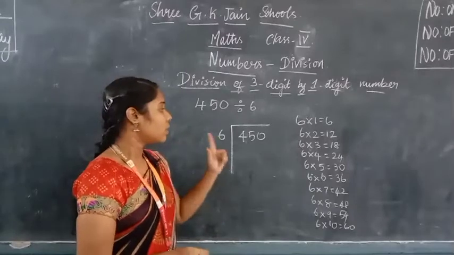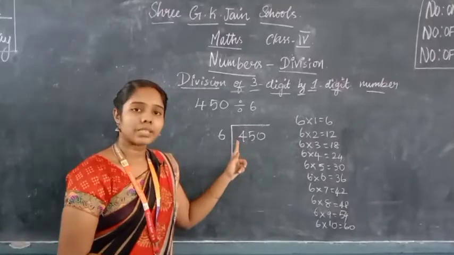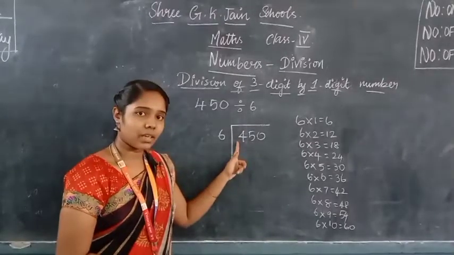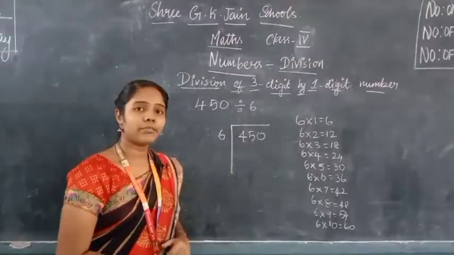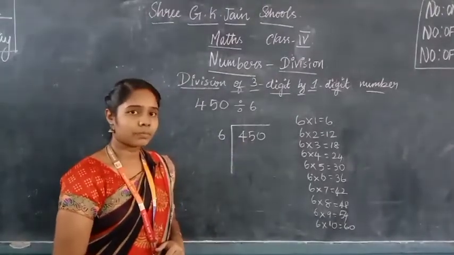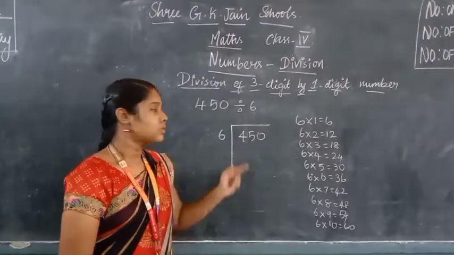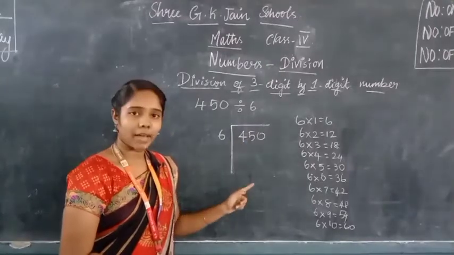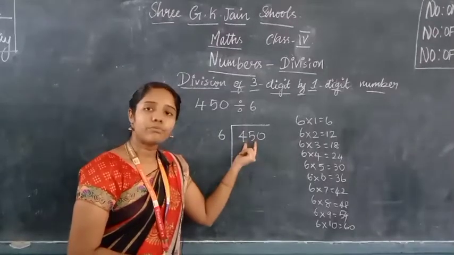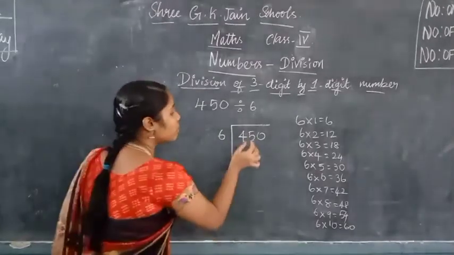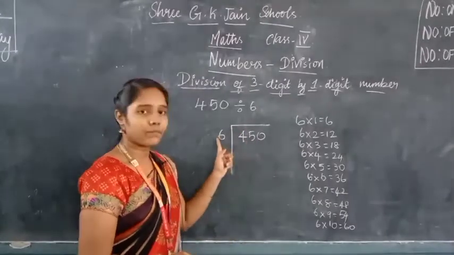Now whenever we are doing the division, we have to start with the first digit. So see, what is the first digit we are having here? We are having the digit 4. Now we are going to divide 4 with 6. Is it possible? No, right? Because 4 is a smaller number than 6. So in that case, what do we have to do? We have to take both the numbers. We have to take 45. Now we are going to divide 45 with 6.